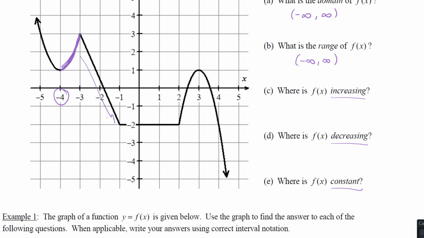And then down the hill, not increasing, staying flat, not increasing. But then at 2 again, we start going up a hill. And then we'll keep going up the hill to 3. And that's it. That's where it's increasing.